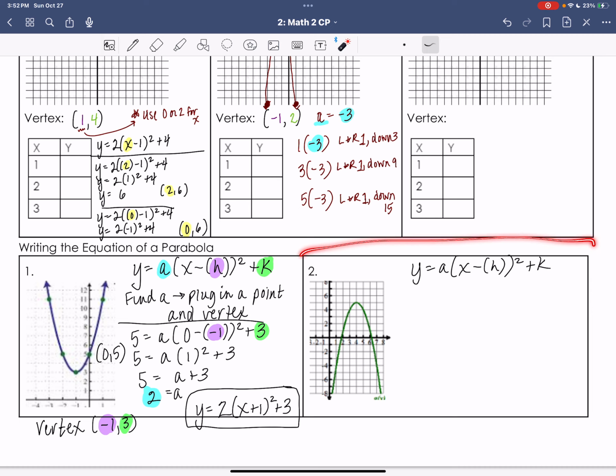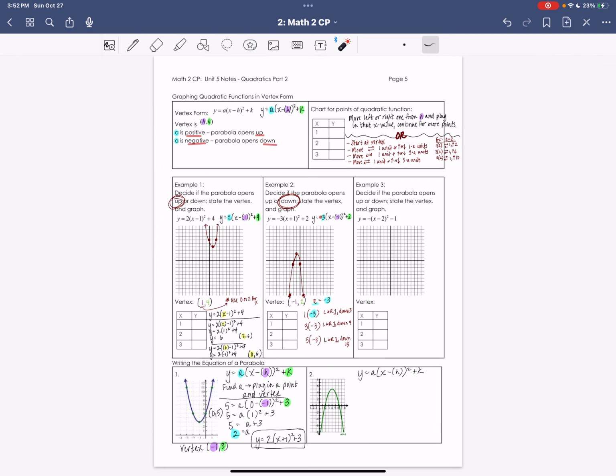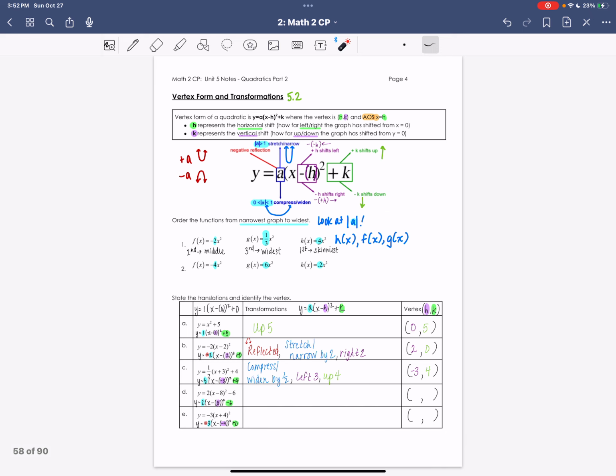All right, I want you to go ahead and try this, and then that is how you do vertex form and transformations.